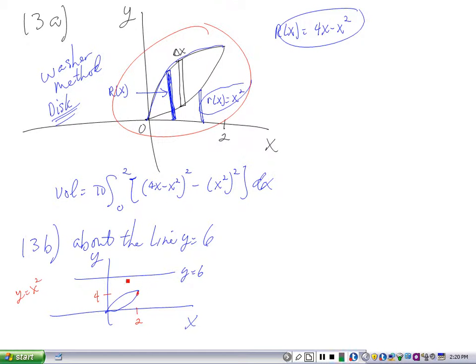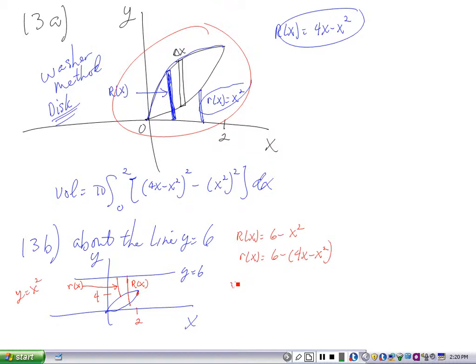So you can see the gap that you have in between. I want to measure this guy from this line to that curve, and then this is the whole. This is capital R of x. This guy right here is going to be little r of x. So capital R of x is 6 minus x squared, and little r of x is going to be 6 minus that top function up there, that's parentheses 4x minus x squared.